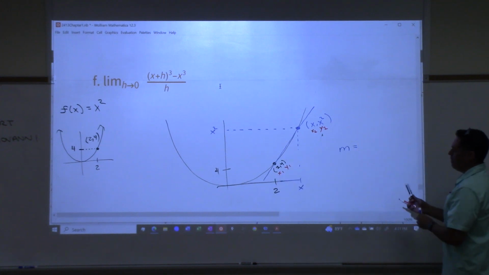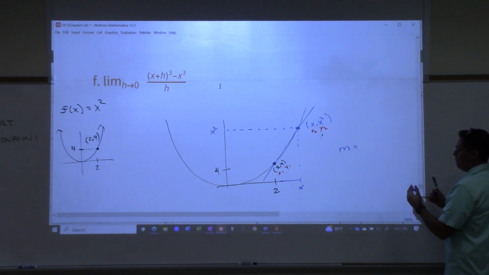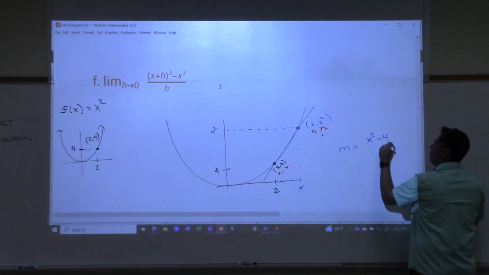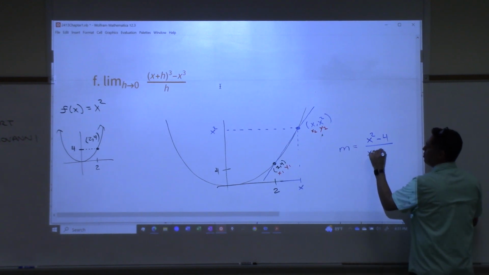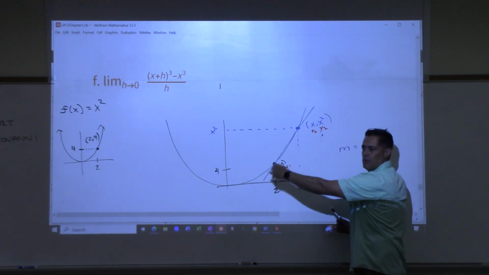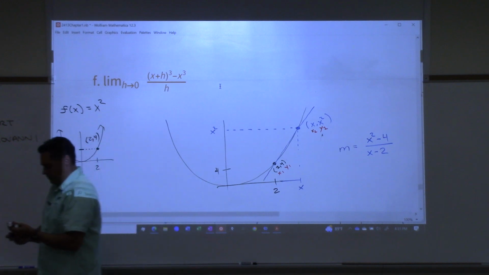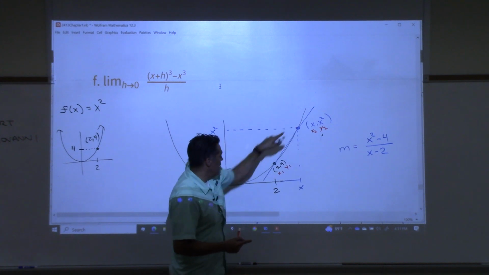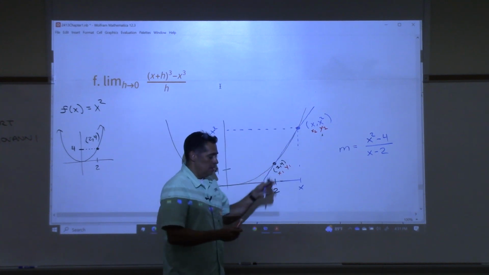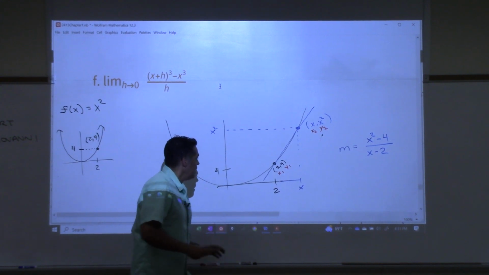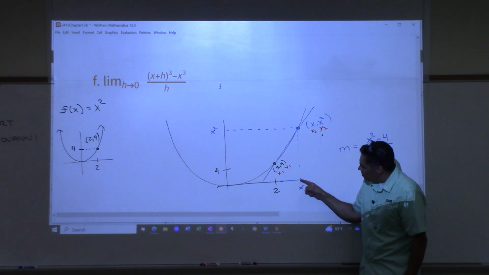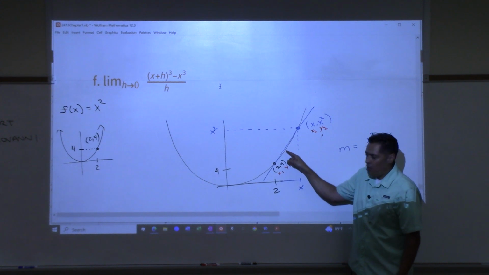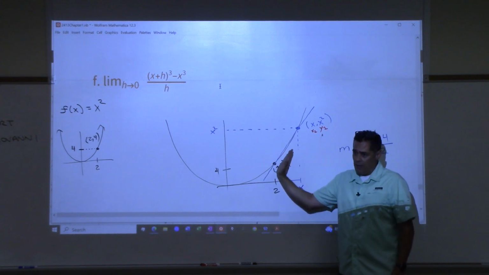So the slope is what? Come on. It's x squared minus 4 over x minus 2. That would be the slope of the line connecting these two. What I would like to do is figure out the slope of the tangent line, the slope of the line not between these two points, but at that point exactly. So the way I can get a better answer is by making this x move over to the left. If I move this x to the left, doesn't it bring it down like this? And I start to get a better approximation of what that slope really is, right?